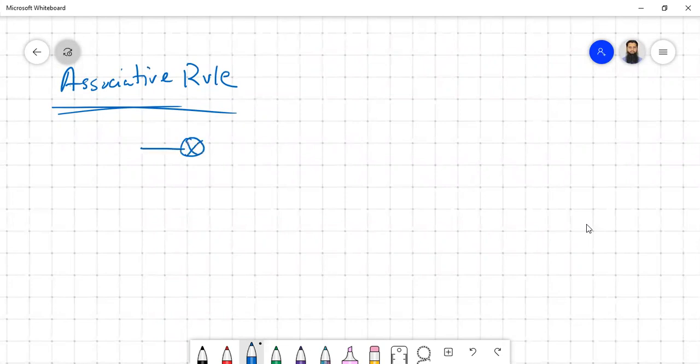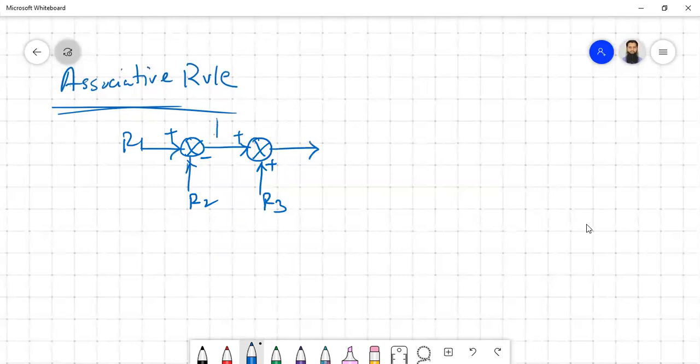So if you have two summing junctions and they are connected directly, and you have two quantities, say R1 and R2 with plus, minus, and then plus R3. The result that you are going to get here is R1 minus R2, and eventually C(s) you are going to get is R1 minus R2 plus R3. So the rule says that if you alter these summing junctions, if there is nothing in between, it will give the same result.